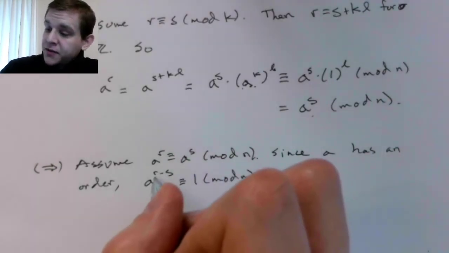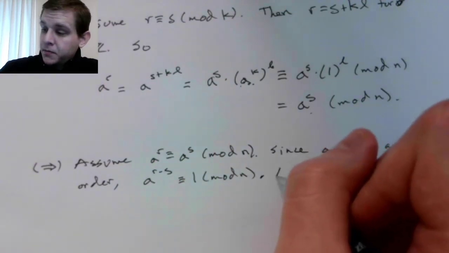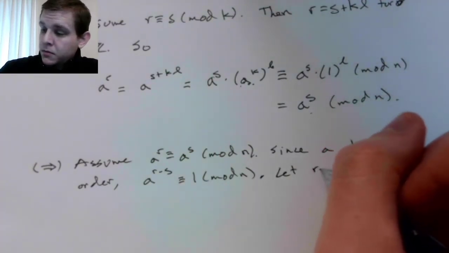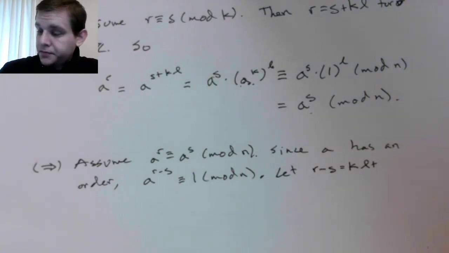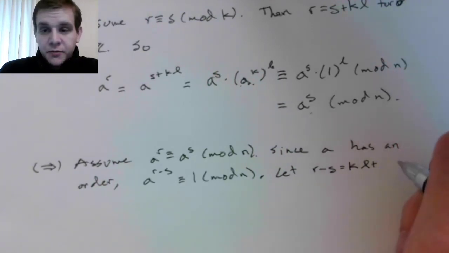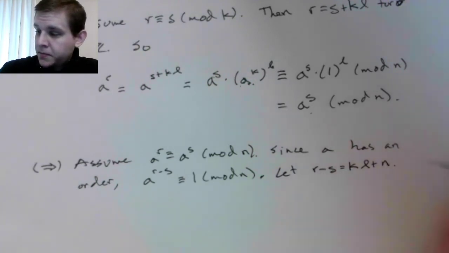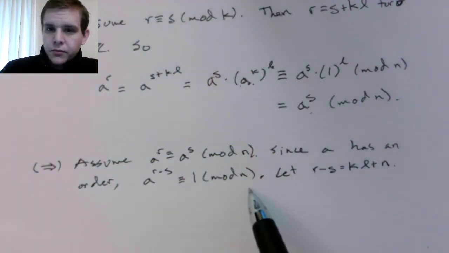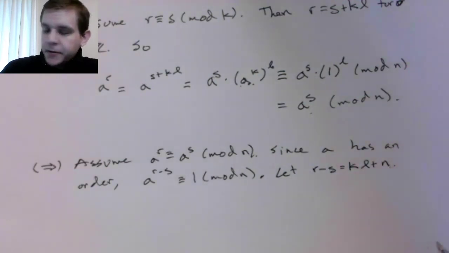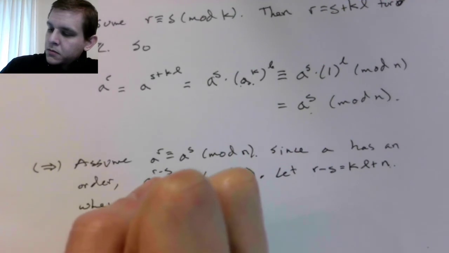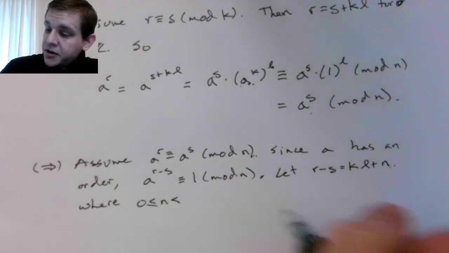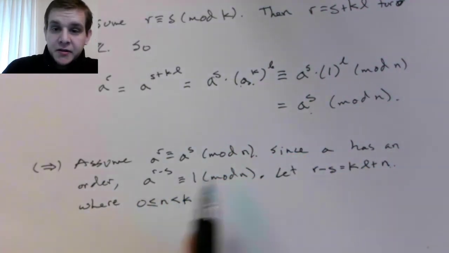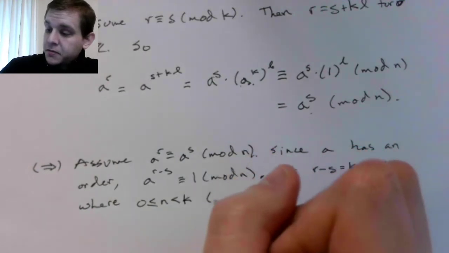So now what do I do? I divide r minus s by k. What's a good letter here? Normally I would use r for remainder, but we've already used r. So let's say plus n. And if I can show that n is equal to 0, then I win. The division algorithm tells me that this n, this remainder, is less than the thing I'm dividing by, which is k. So this is just division with remainder.